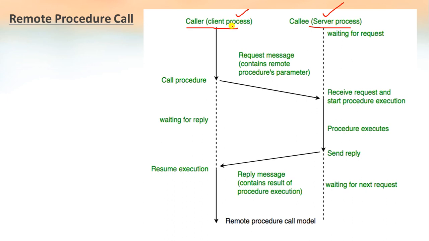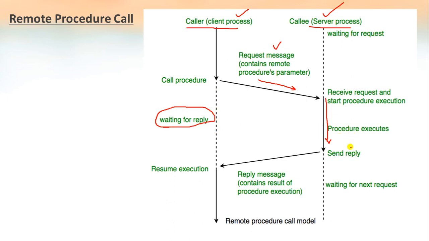We have a client process and the client is sending a request message, a request message which contains the remote procedure's parameters, and this request message is forwarded to the server. The server will receive the request and start the execution of the procedure. At this point of time the server will be executing the request message received from the client, and at this time the client will be waiting for the reply. When the server is executing the procedure, the client will be waiting for the reply.